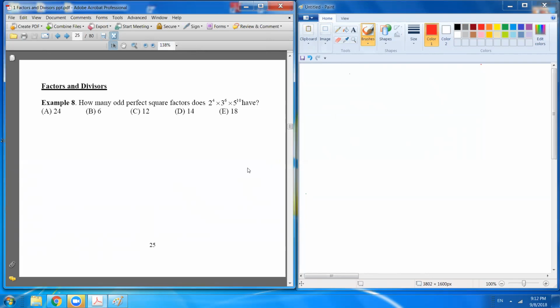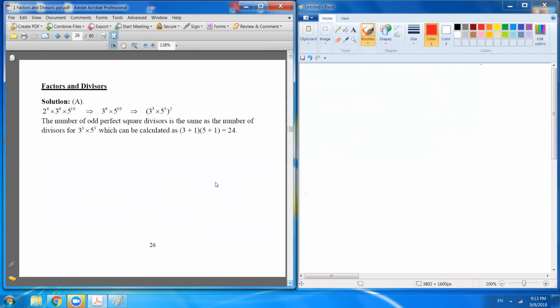24, right? And we want odd. All the even factors need to be deleted, right? Exactly. We take all 2 out. We only consider 3 power 6 times 5 power 10, right? So we take care of this, okay? So we move on.